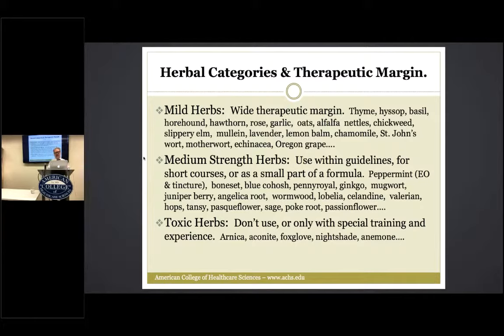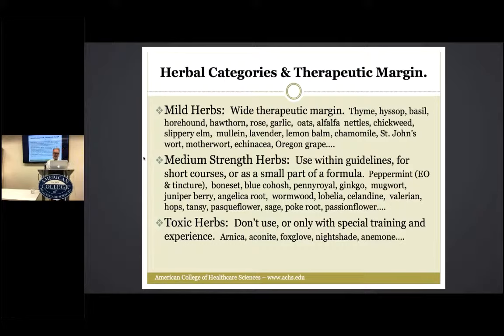Medium strength herbs are herbs with potential for toxic accumulation. Don't be afraid to use them, but don't use them as a first resort. Use them when mild herbs fail to produce the desired effects in a reasonable amount of time. They need to be used with guidelines for a short course or as a small part of a larger formula.